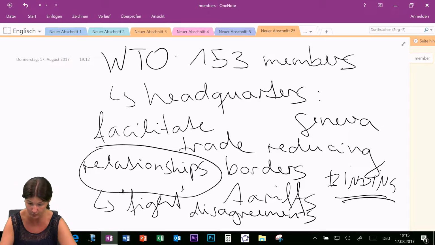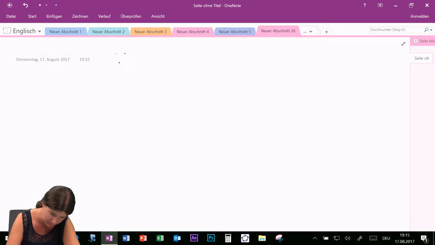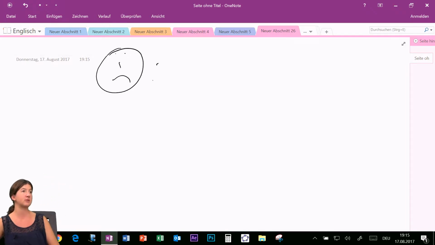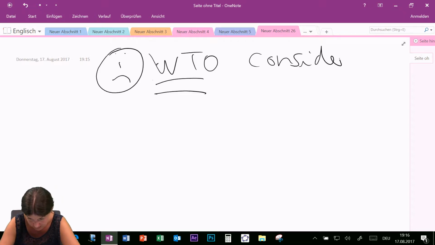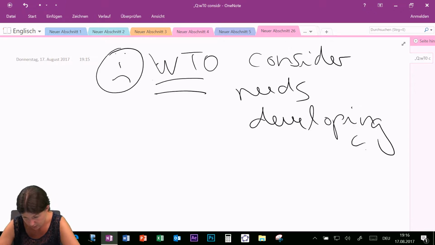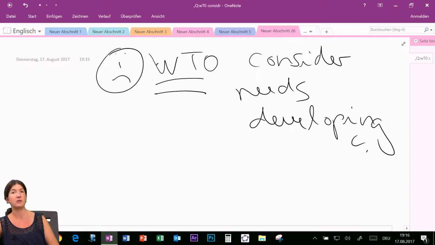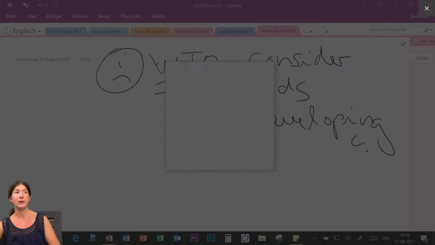What else? Oh yeah, there's, of course, in the World Trade Organization, also some negative points. Anyway, people are not entirely happy with all the World Trade Organization does, mainly for the fact that they do not really consider the needs of the developing countries. So what human rights organizations say is basically that the World Trade Organization and the 153 members are trying to make themselves richer without considering developing countries.